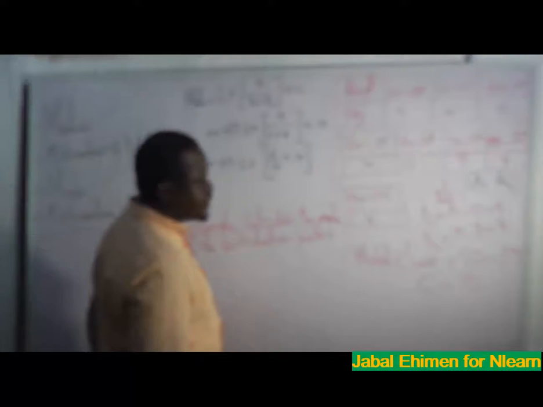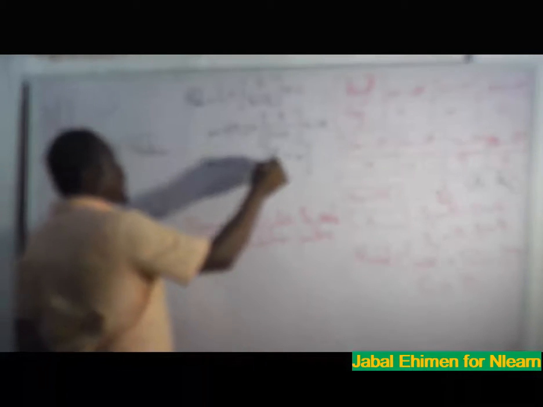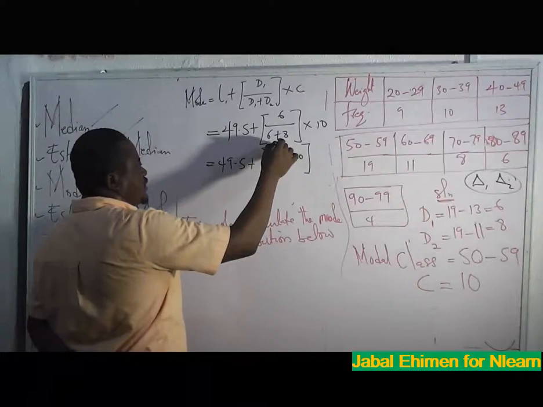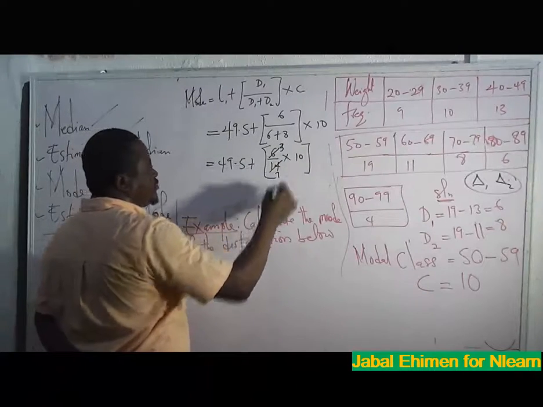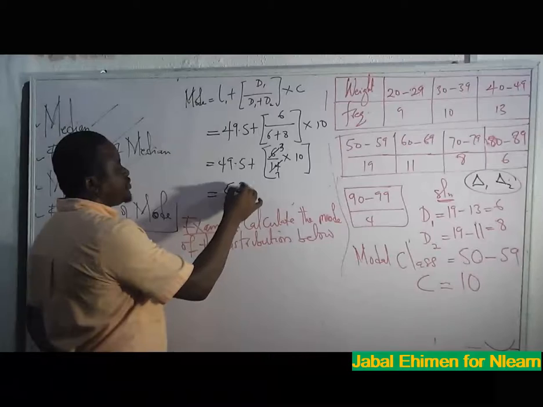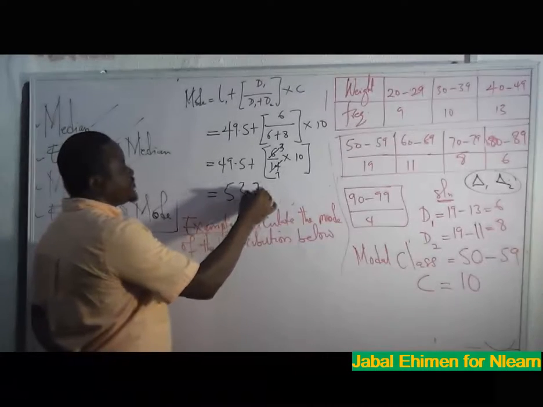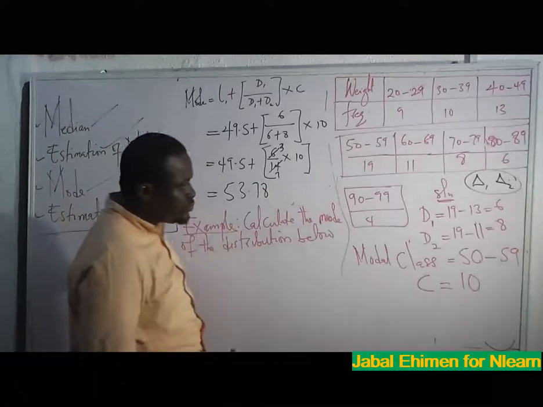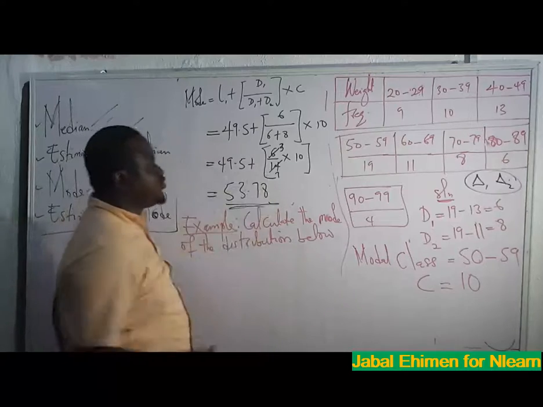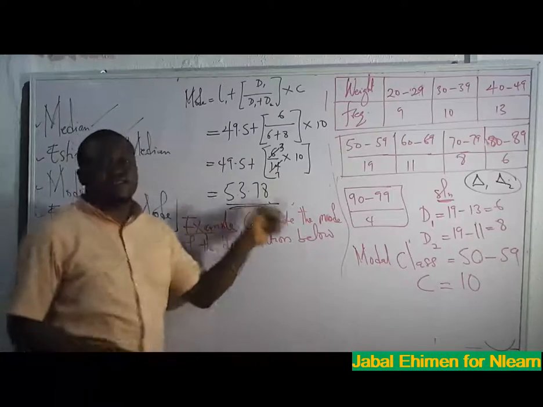So we work that out, and that would be 53.78. That would be the mode. So with this calculation, you can have 53.78 as the mode.